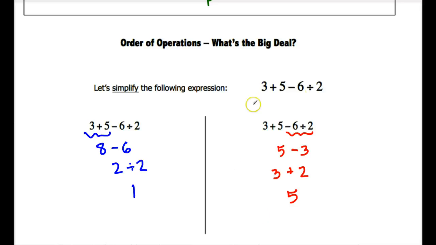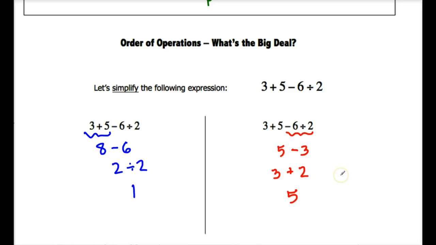Okay, so we took the same problem, and Billy Bob over here got 1, Sally Sue over here got 5, and so a long time ago there were two mathematicians that probably had a problem similar to what Billy Bob and Sally Sue had. They both solved it in different ways, and they both got different answers.